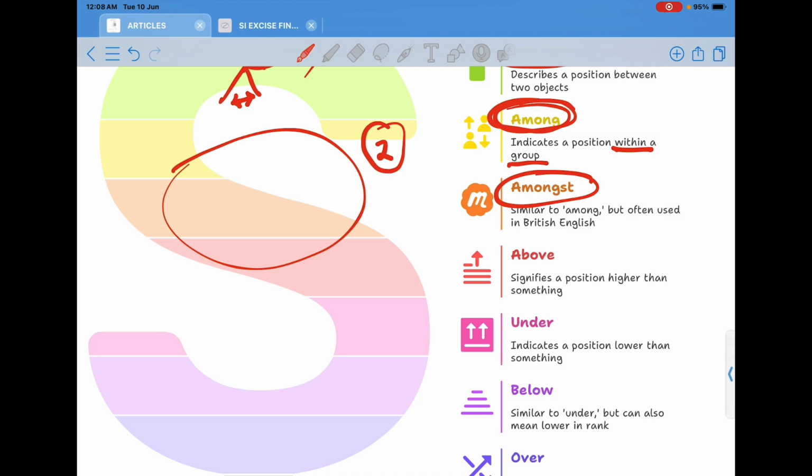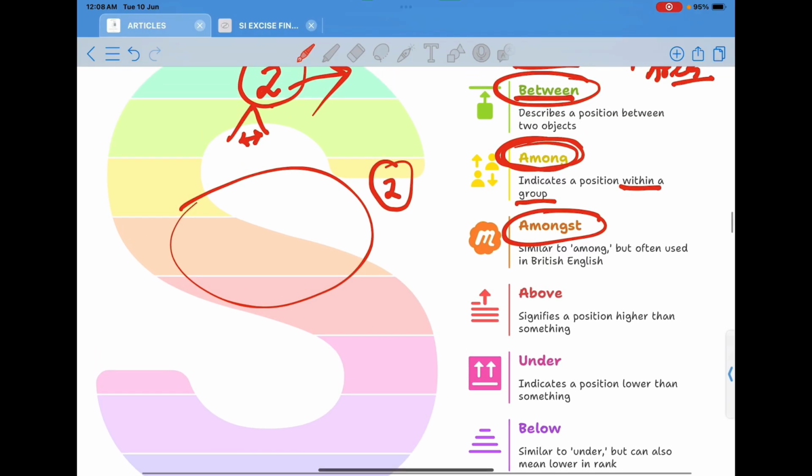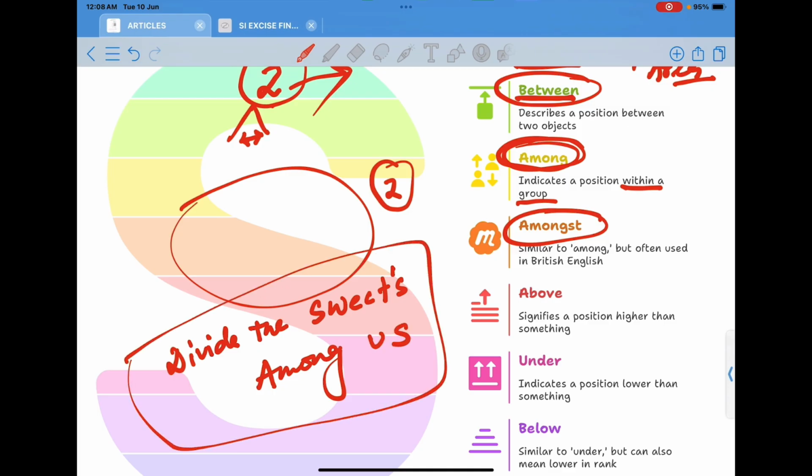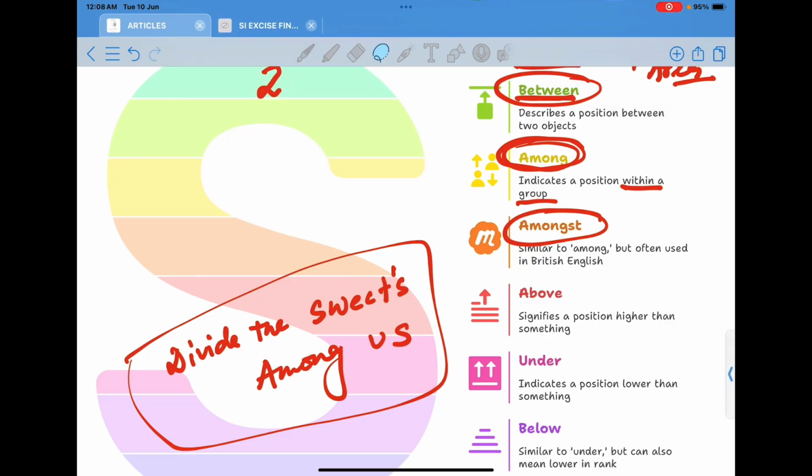Amongst is also used with more than two persons, or things. But there is a thing to remember: amongst is used before a word which starts with a vowel letter. For example, divide the sweets among us. Here is a thing. Now take another example.